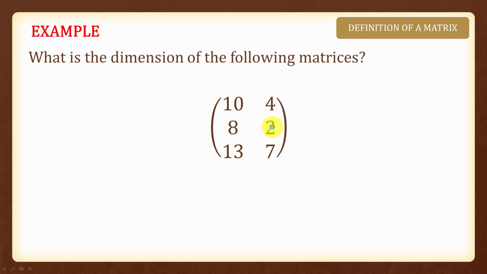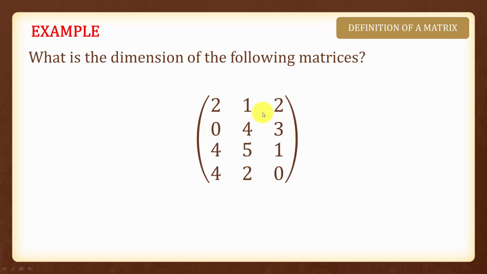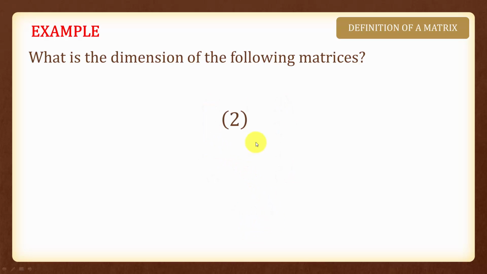What about this? Yes, it is 3 rows by 2 columns, so it is 3 by 2. And this? Yes, we have 3 by 4, 3 rows and 4 columns. And what about the dimension of this matrix here? Yes, it is 4 by 3. And what about this matrix? There's only 1 row and 1 column, so it is 1 by 1.